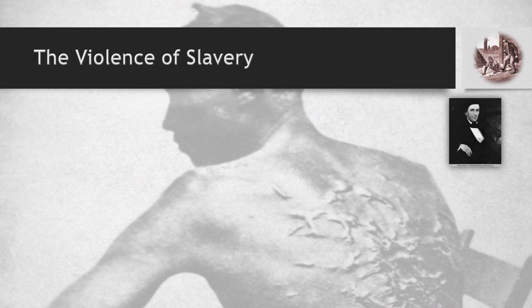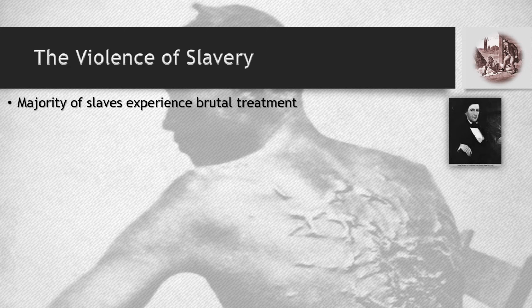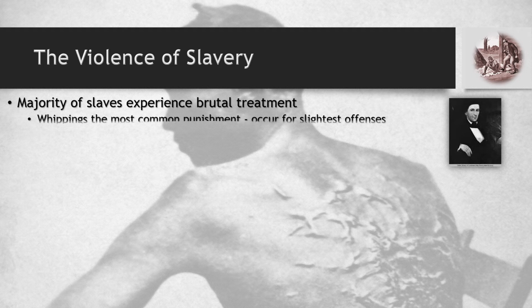Now, the most horrible aspect of all this, of course, is the violent aspect. This is some of the more difficult information to discuss. Brutal treatment was something that many slaves had to look forward to. The most common form of punishment, of course, is whipping. Okay, this could occur for even the slightest offenses. There's not really a guarantee that you're going to get anything less than this.